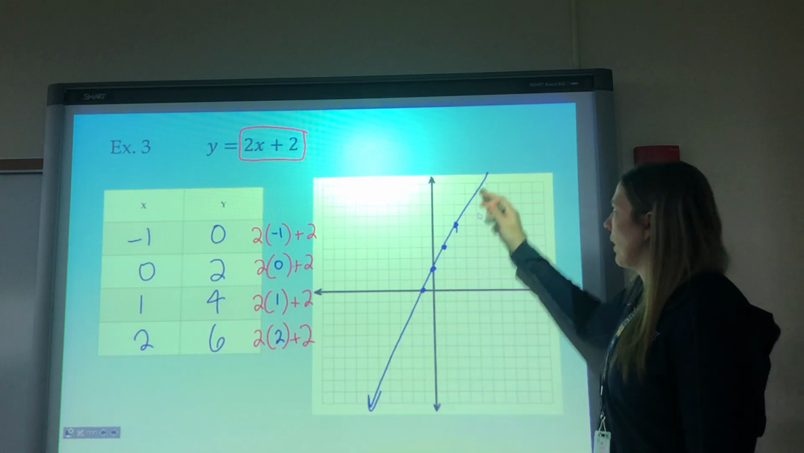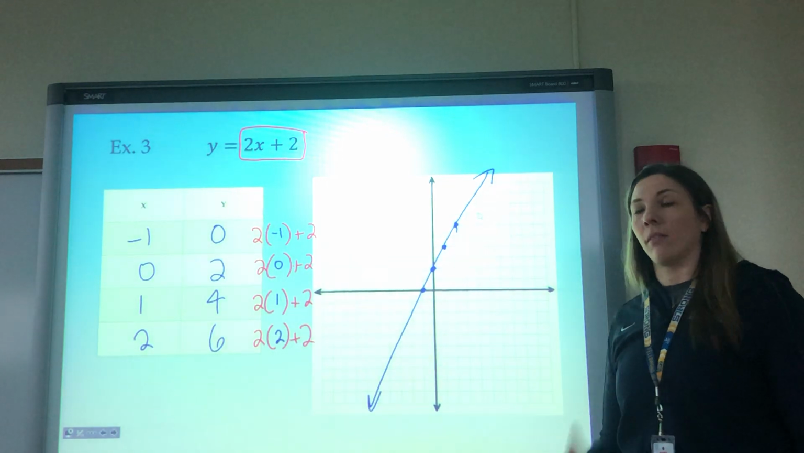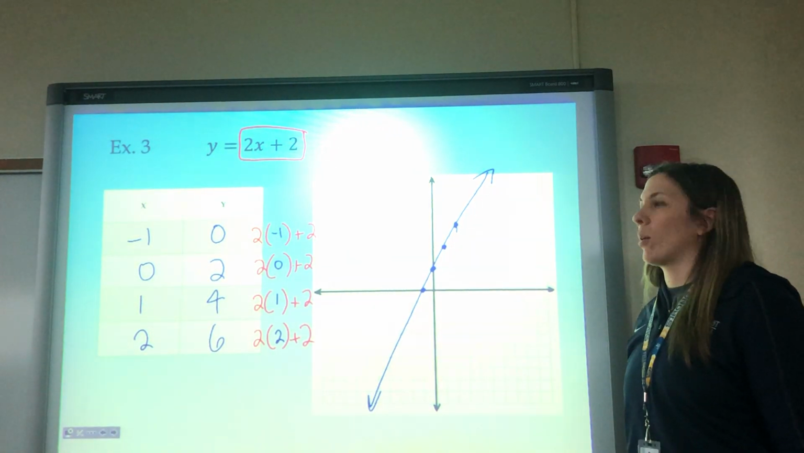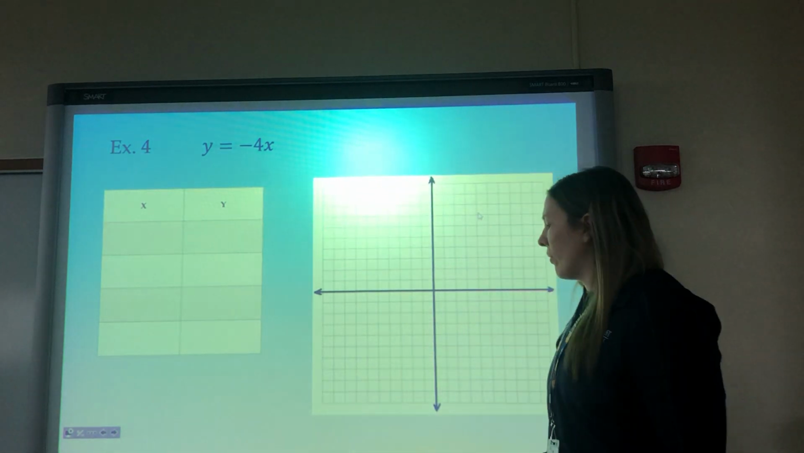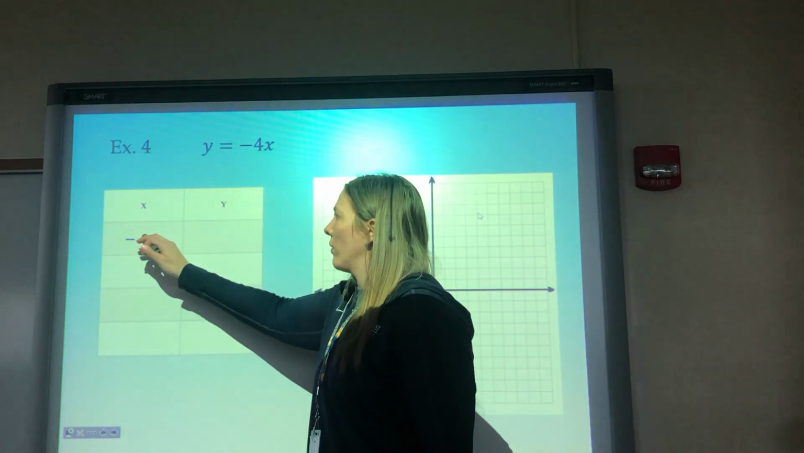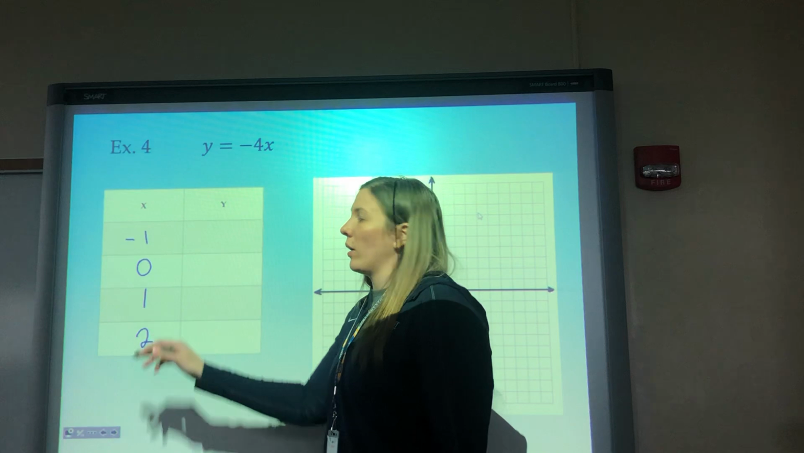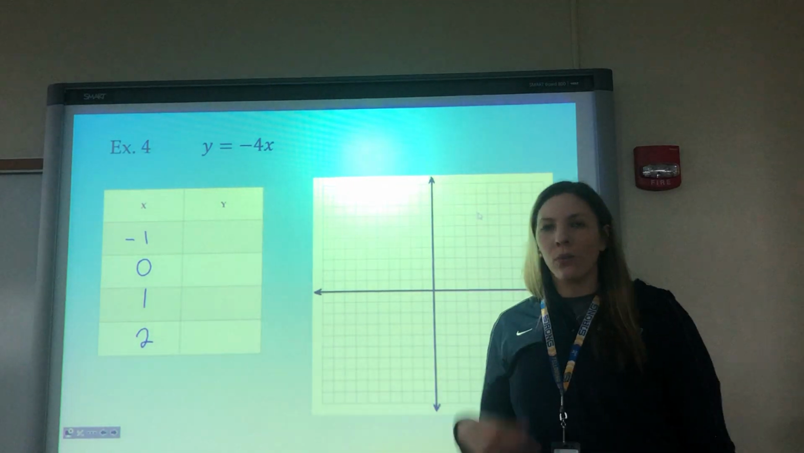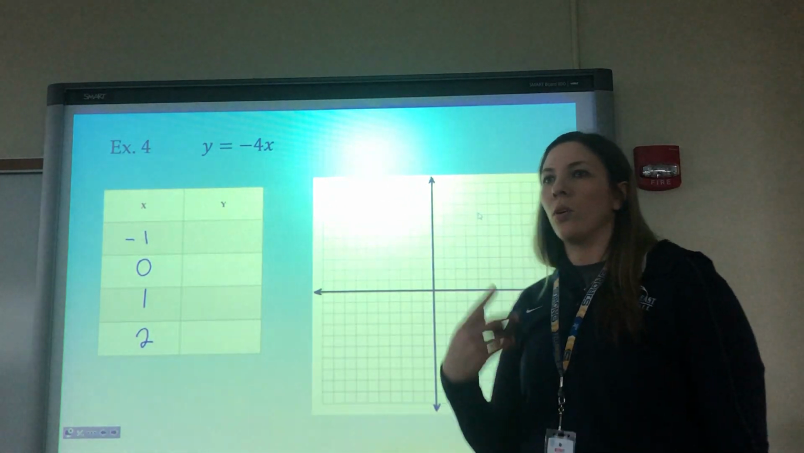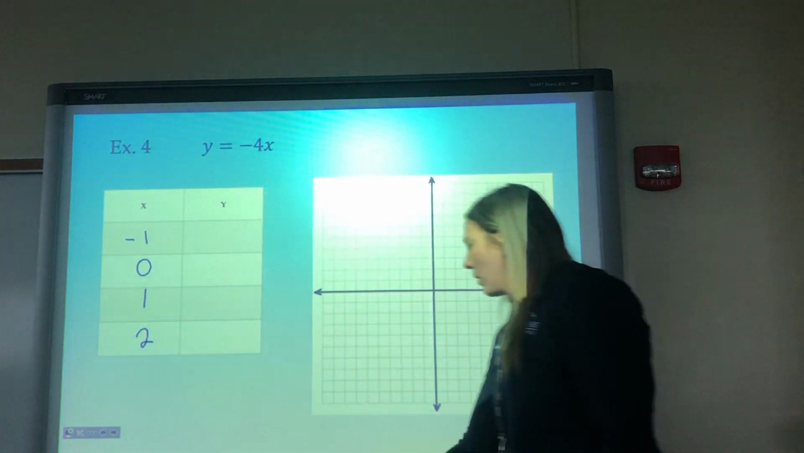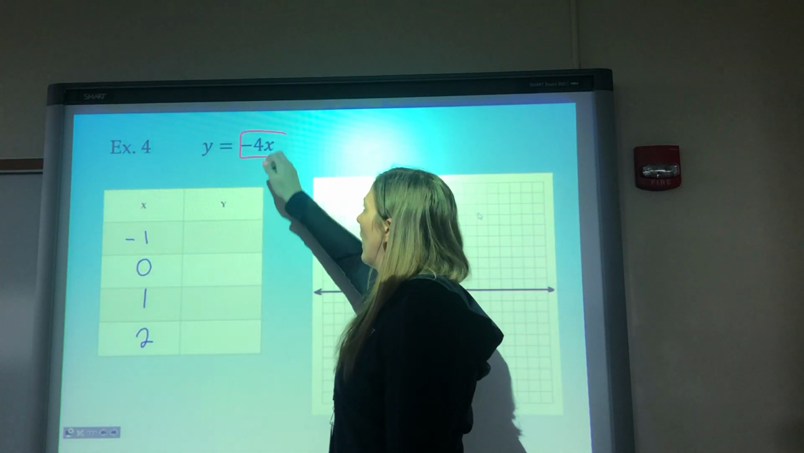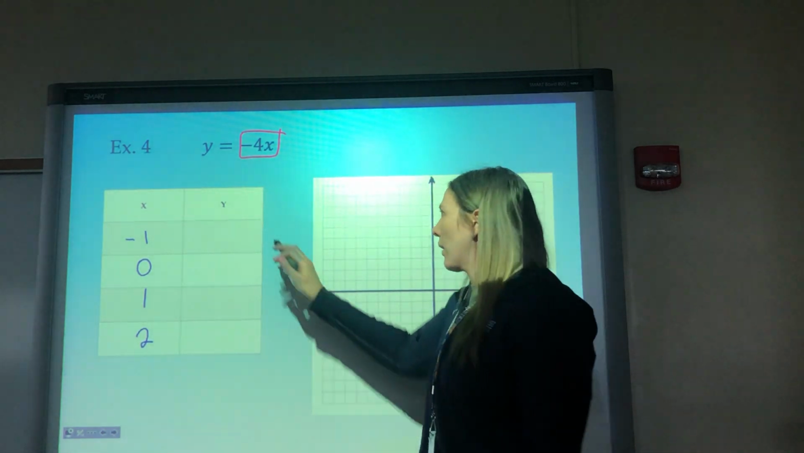They do make a straight line, so that lets me know that I'm right. There's my line for number 3. Okay, last one of these that we're going to do for number 4. They don't give us x values, so we use -1, 0, 1, and 2. If you notice, it's pretty repetitive, so if you can get it down, you're always doing the same steps, all right? So this time, we're just having -4 times x.